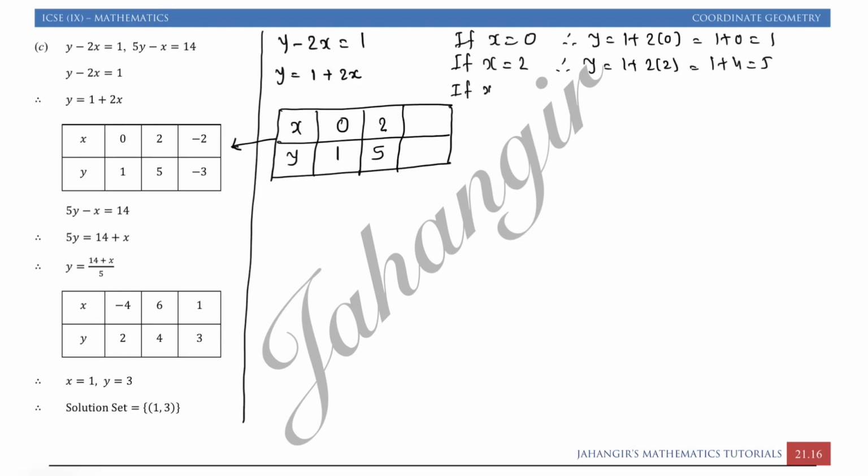If x is equal to minus 2, then y is equal to 1 plus 2 into minus 2. So that is 1 minus 4, which is minus 3. So if we are putting x value minus 2, we are getting y value minus 3. This was the table for first equation. Second equation we will prepare. We have equation as 5y minus x is equal to 14. So therefore 5y is equal to 14 plus x, y is equal to 14 plus x upon 5.